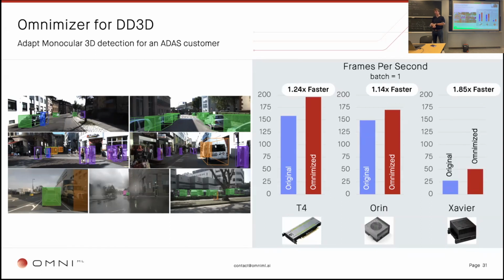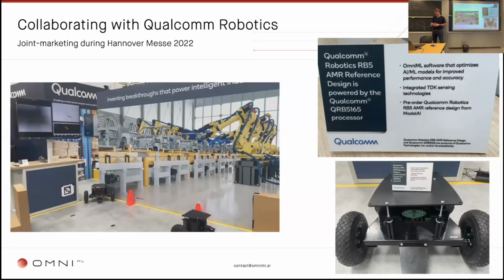Again, we tested it on different devices, and see consistent speed ups. And some of these models that I presented, we also actually put on a robotics platform. So this little robotics RB5 platform from Qualcomm. It's a super cool platform that you can play with, that is a good prototype.